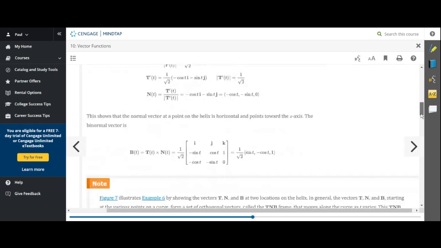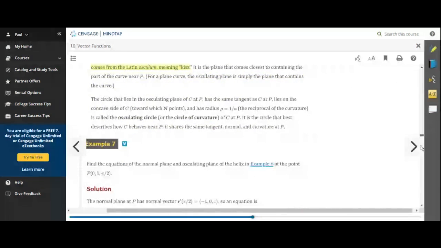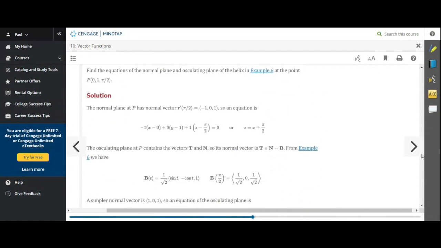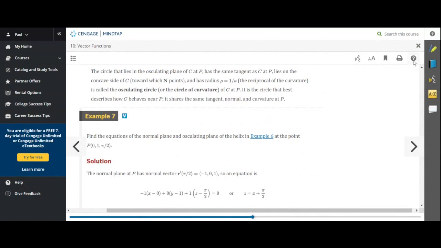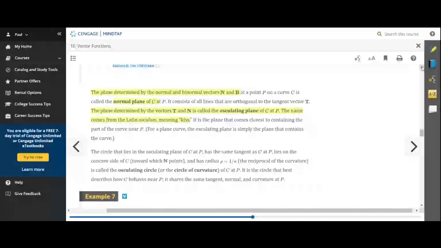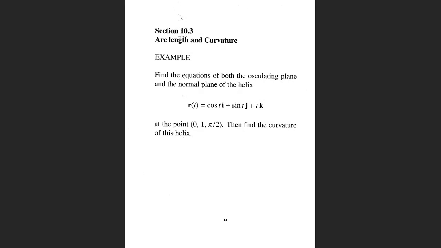All right, so on that note, I'm going to work through this example 7 here. Are there any questions so far? All right. With that, let me bring up an example here, and let me give you a moment to copy this example down in your notes, okay?